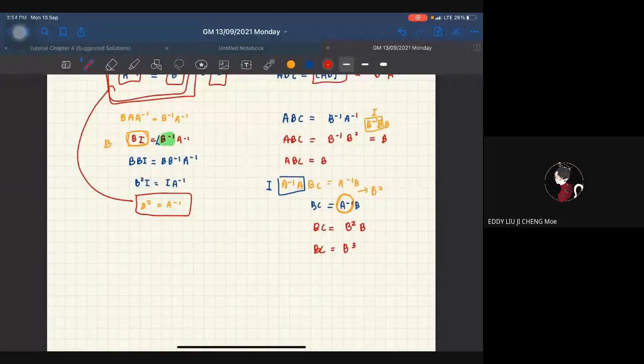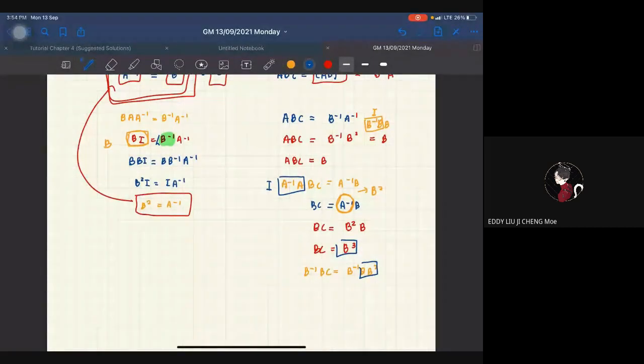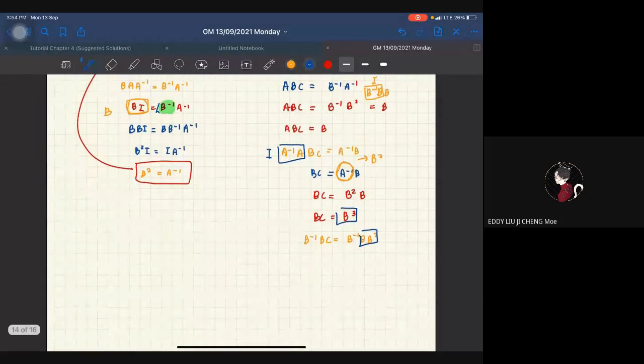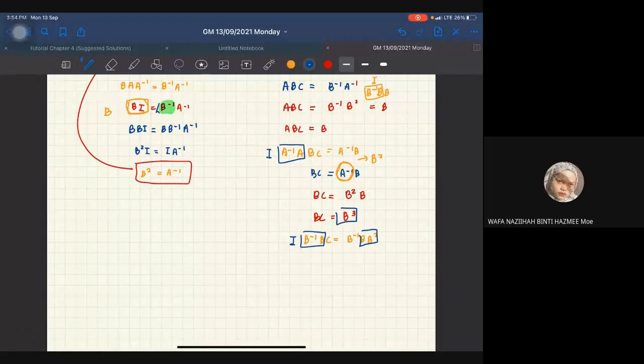Okay, sikit lagi. So sekarang kita nak C sahaja. So kita akan darabkan both side with B inverse. B inverse BC equals to B inverse B squared. Saya pecahkan terus. This one, I split it into these two. B inverse times B squared. Okay, so awak akan dapat, this one has become I. So you get C equals to B squared. Okay, so this one dah jadi I. So awak dapat C equals to B squared.